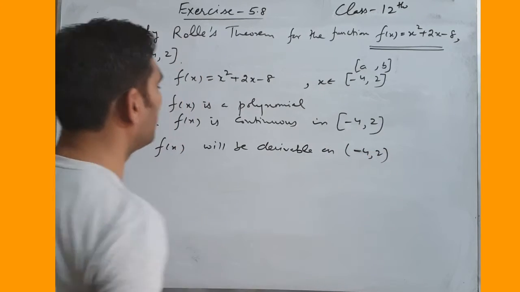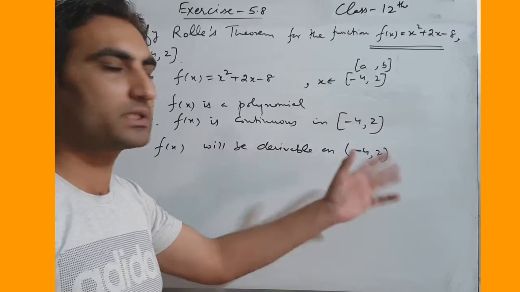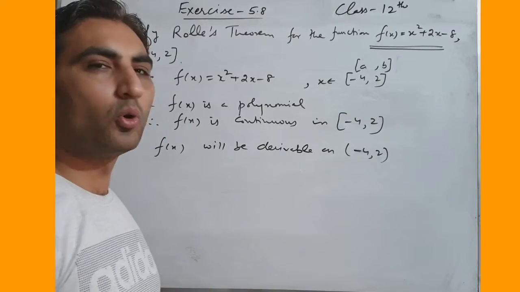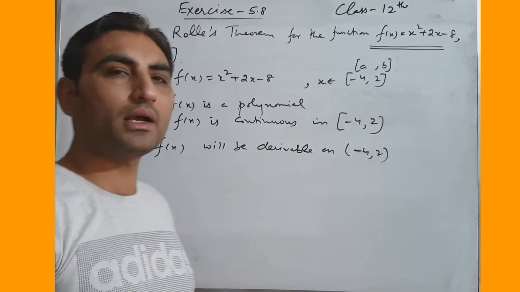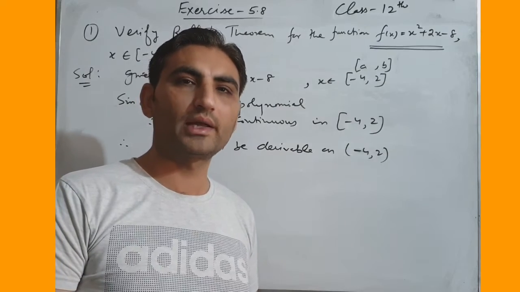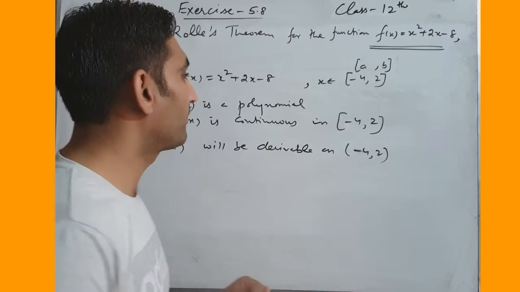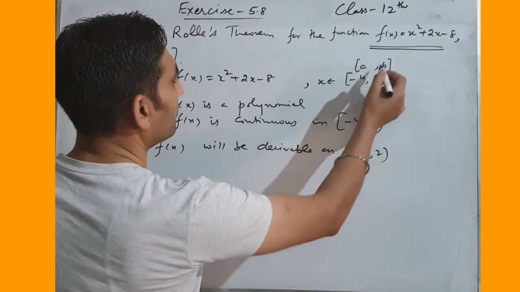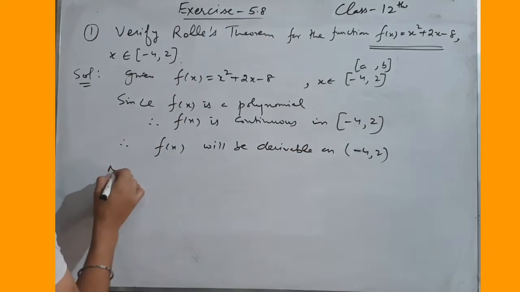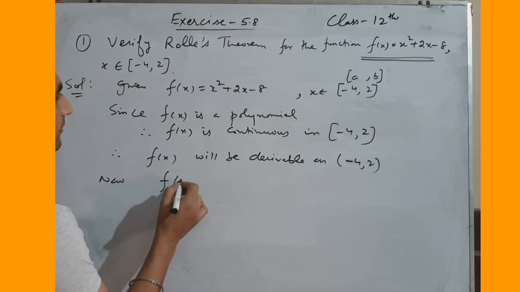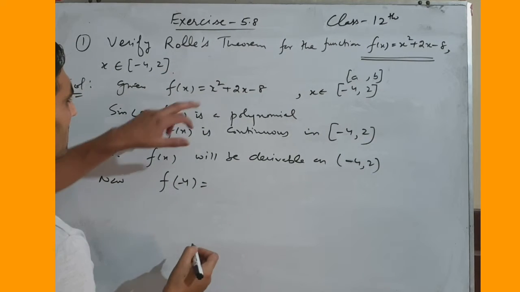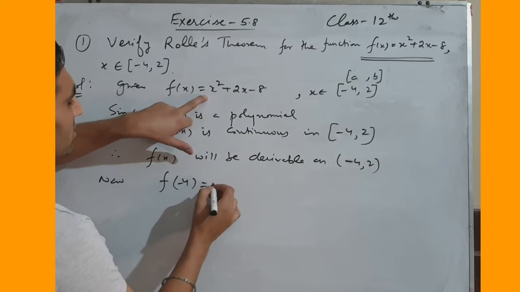Okay, so it will be derivable on the open interval (-4, 2). Then what was condition number 3? The third condition was you have to check whether f(a) equals f(b) or not. What is a? a is -4, b is 2. So we have to write now f at -4. Solve this polynomial by putting -4 in place of x.